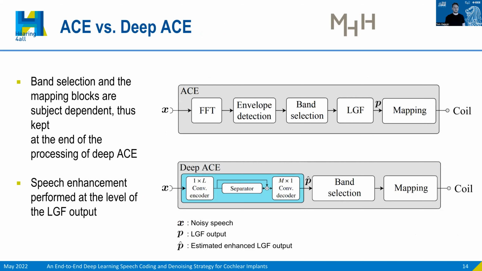So if we compare ACE to deep ACE, we can see there are some similarities. Basically, we substitute most of the blocks in the diagram except the band selection and mapping block. The reason for that is that these two blocks are subject dependent. The band selection doesn't necessarily have to be 8 out of 22, but it can be any different number. And the mapping is also highly subject dependent because the TNC levels will differ between them.